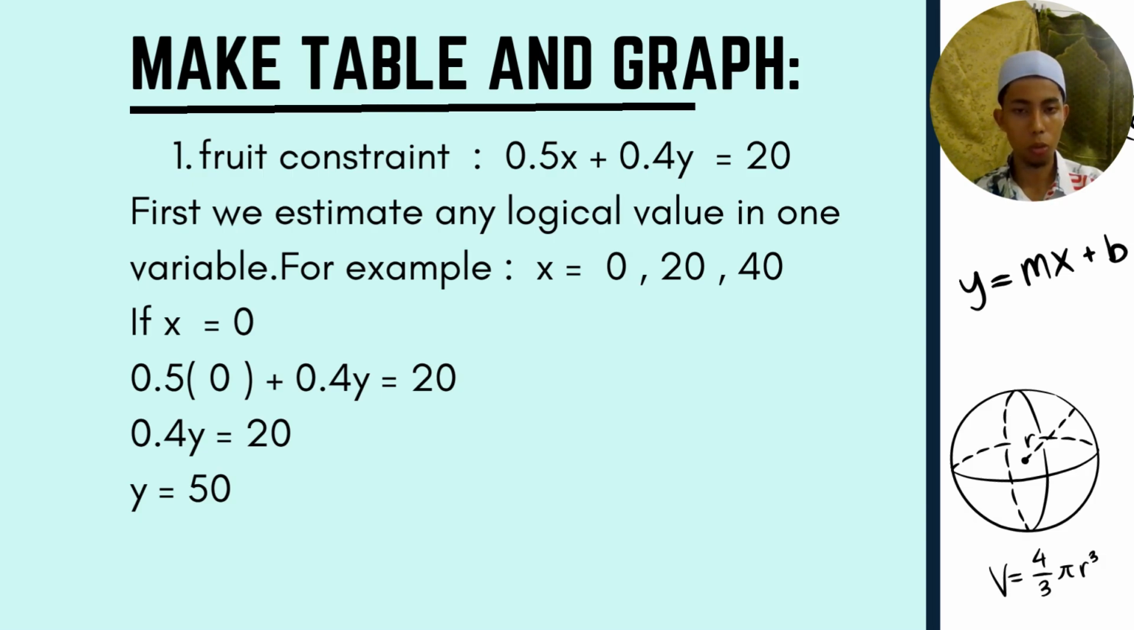If x equal to 0, we put 0 in the fruit constraint equation to find the value of y. The value of y that we get is 50. From putting in any logical value in the inequality, we can finally make a table. The table can make the process of making the graph easier.